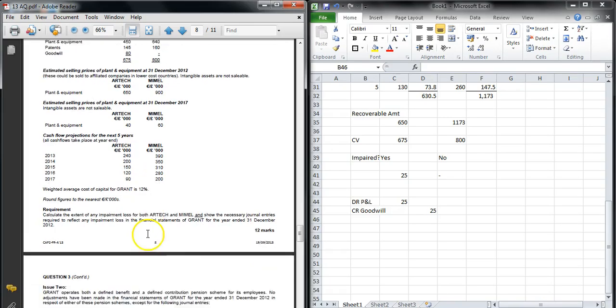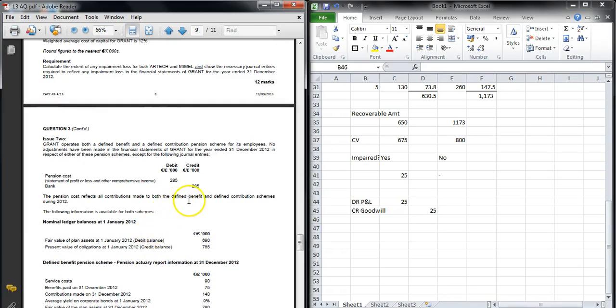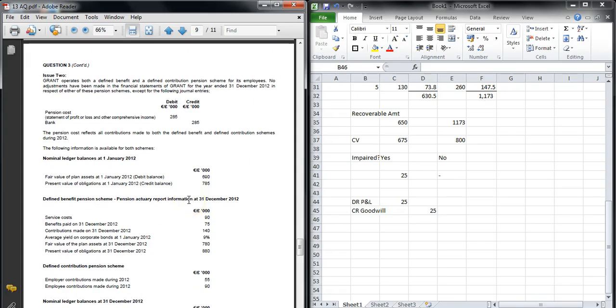So the next part of this question then will be around IAS 19, particularly dealing with pension schemes, a defined benefit and a defined contribution pension scheme. So typically defined benefit schemes are very much a troublesome area for students, so we're going to look at an approach to tackling the defined benefit pension scheme.